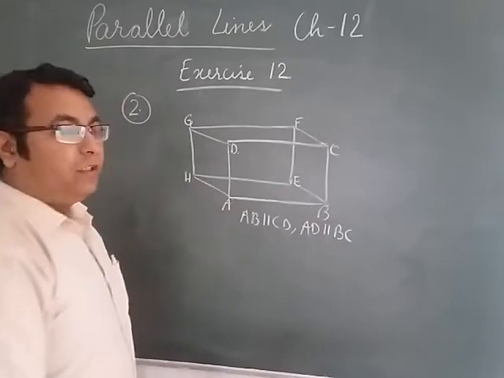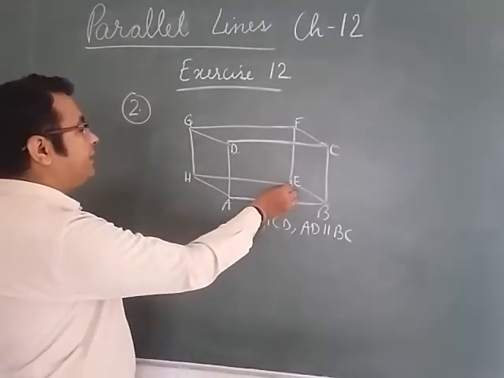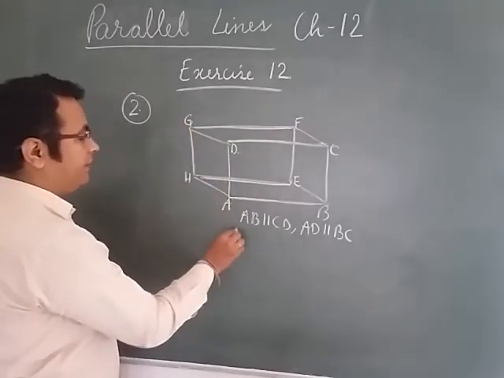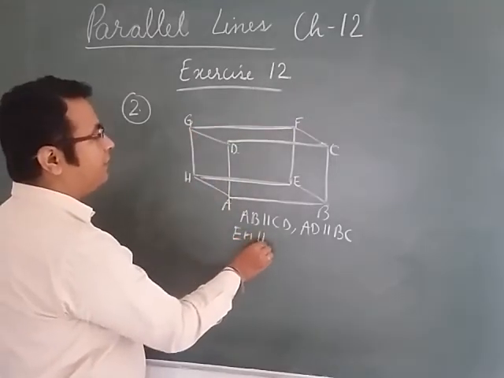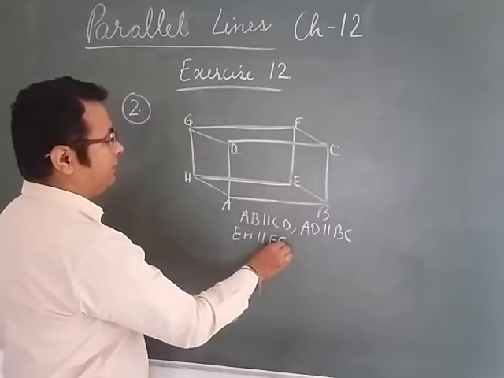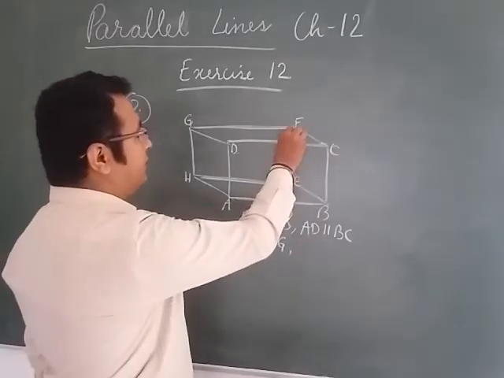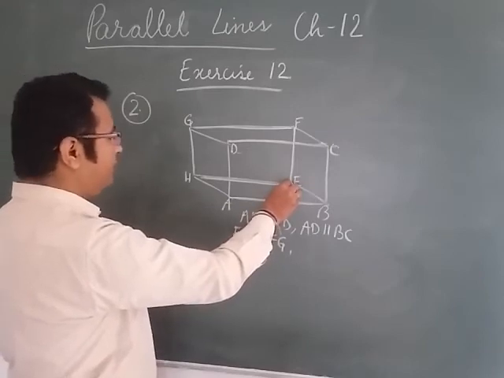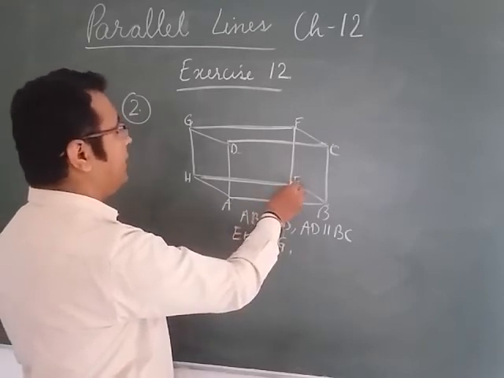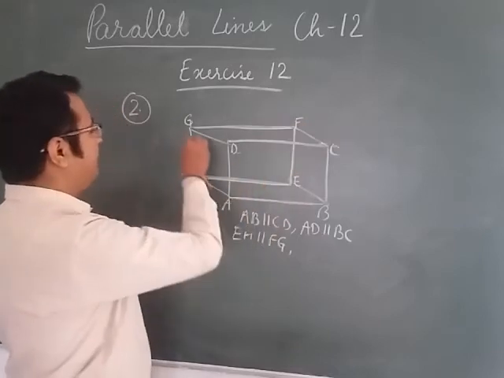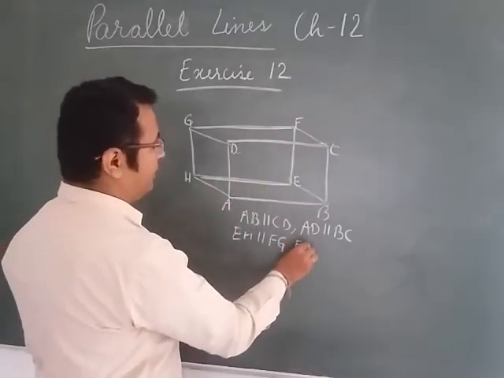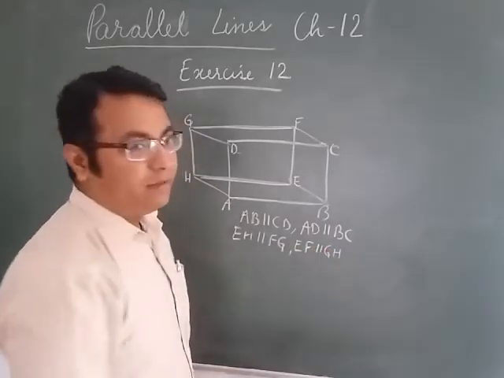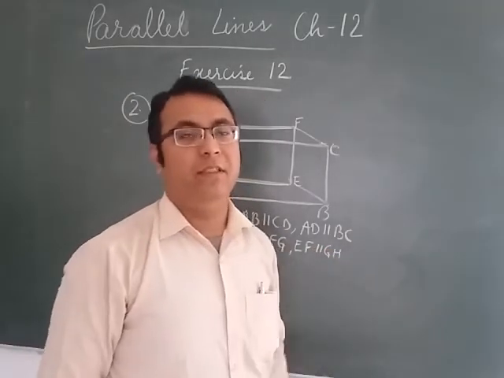Now, the line EH will be parallel to line FG. EH should be parallel to FG. Similarly, EF is parallel to FG. Similarly, EF will be parallel to GH. EF will be parallel to GH. So these are the pairs of lines parallel in a cuboid.